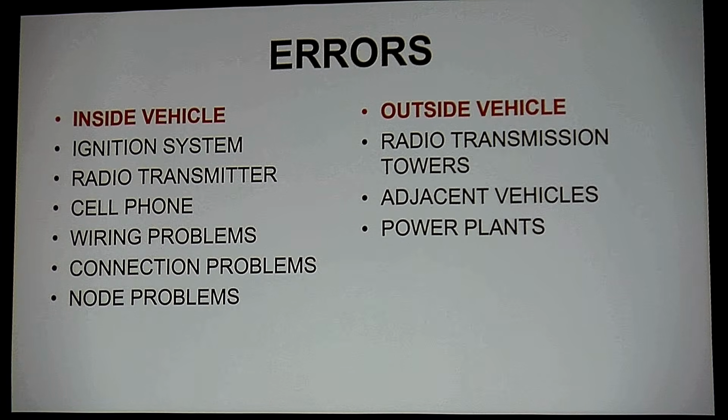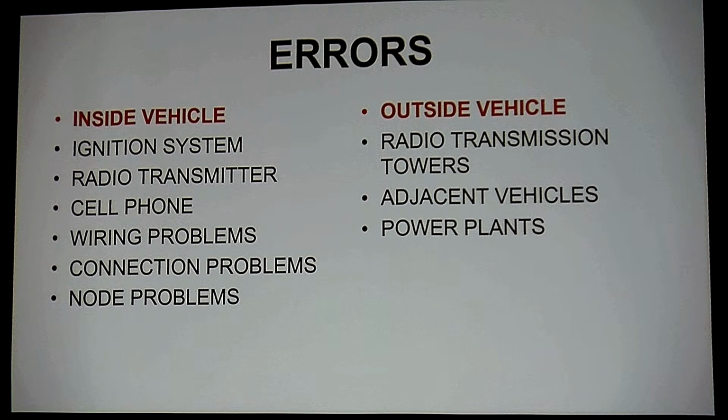Errors, how can these happen? We have inside and outside vehicle errors. Inside, we have the ignition system, radio transmitters, right? CBs sometimes are in cars. You have cell phones, wiring problems, connection problems, node problems, alternator problems. All of these can give you excessive noise on the bus. The CAN is very good. I'm going to show you a bunch of different cars where we have a lot of noise and they still transmit without any problem. This is a very robust system.